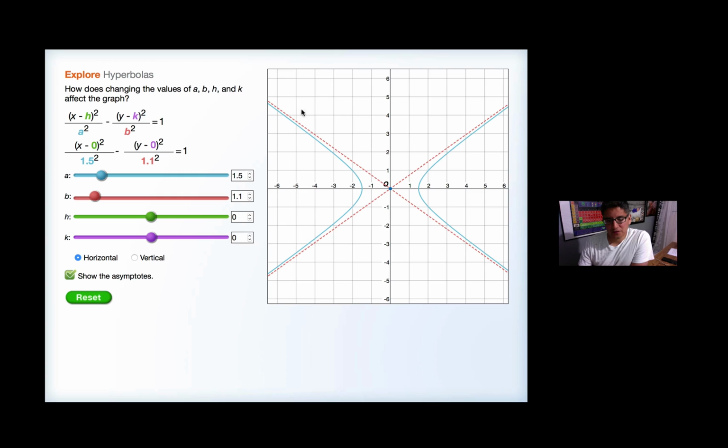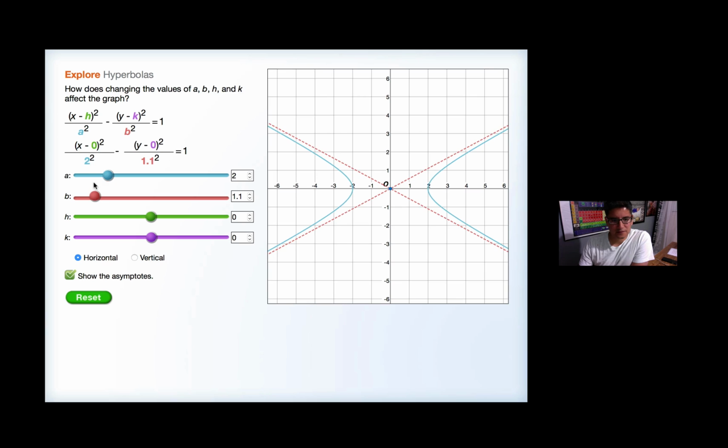Okay. Now you notice also that this graph is a horizontal graph. So the main axis, the vertices, will be found on your x-axis. So now let me manipulate my a, my b's a little bit. Now take a look at what happens. Now we're going to look at how the graph is manipulated, how it changes when you are off the point of origin. So I'm going to add an h now.